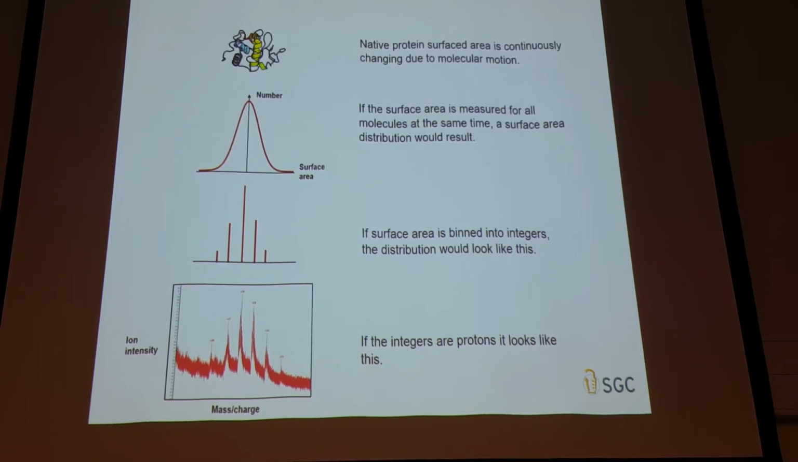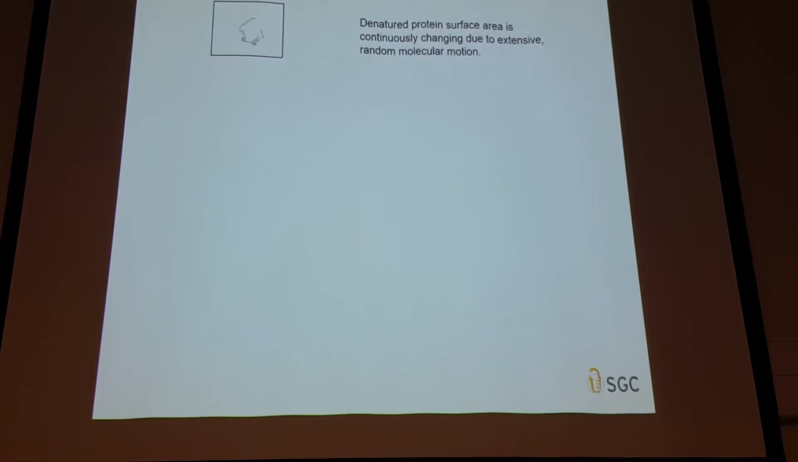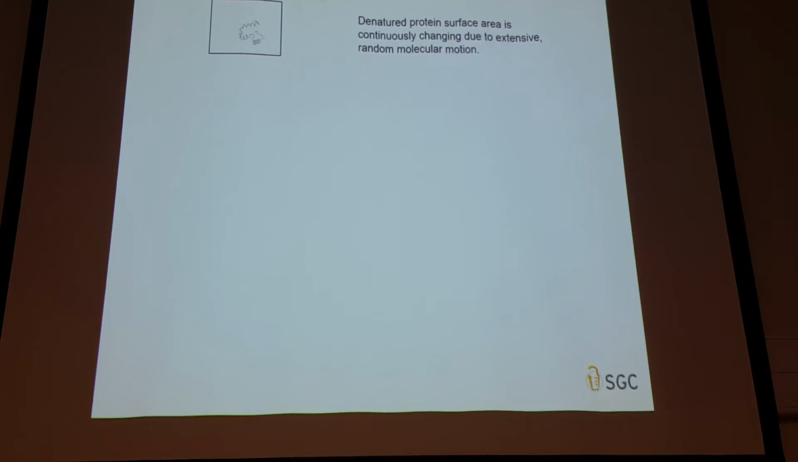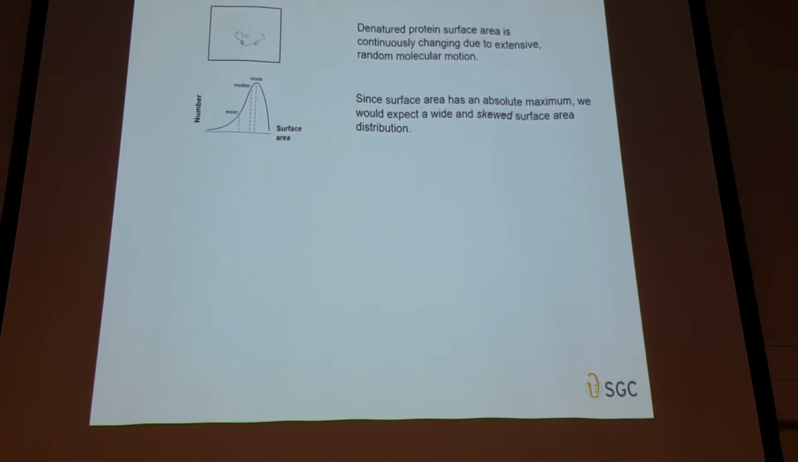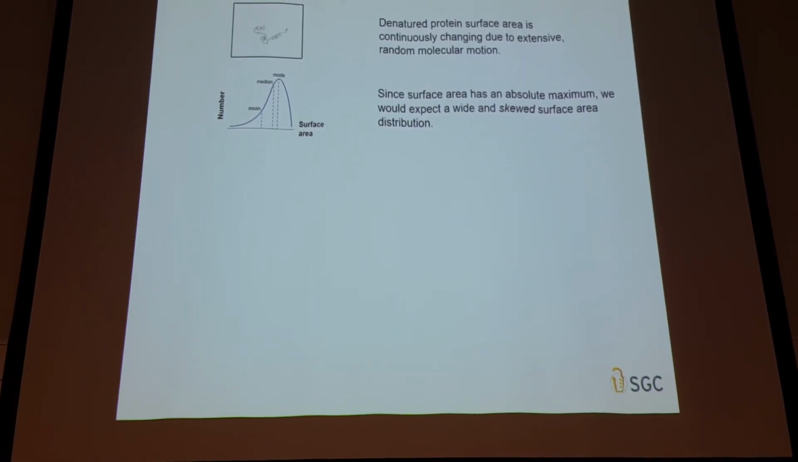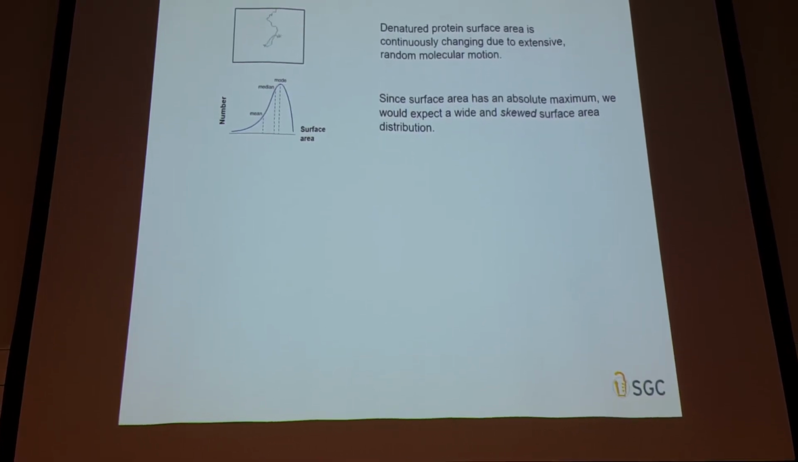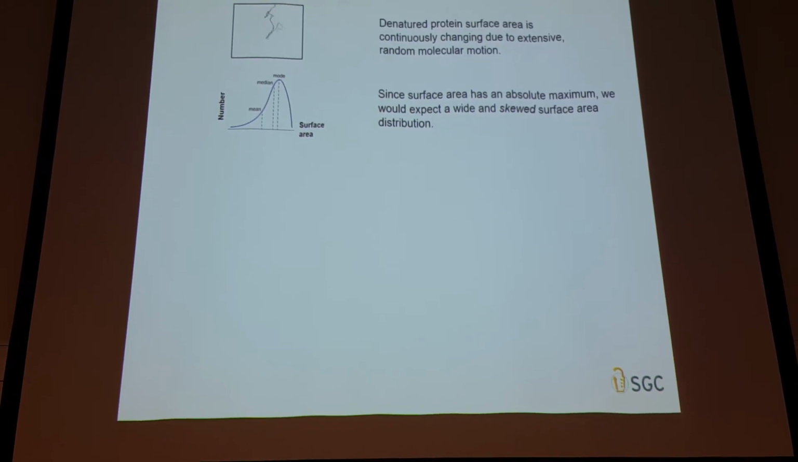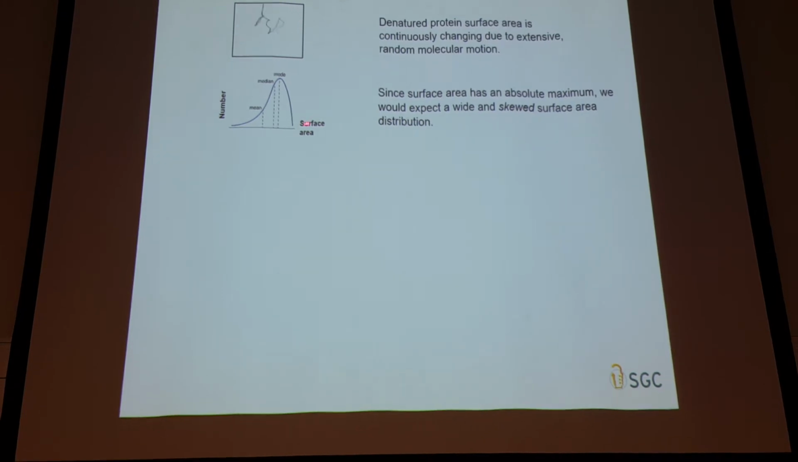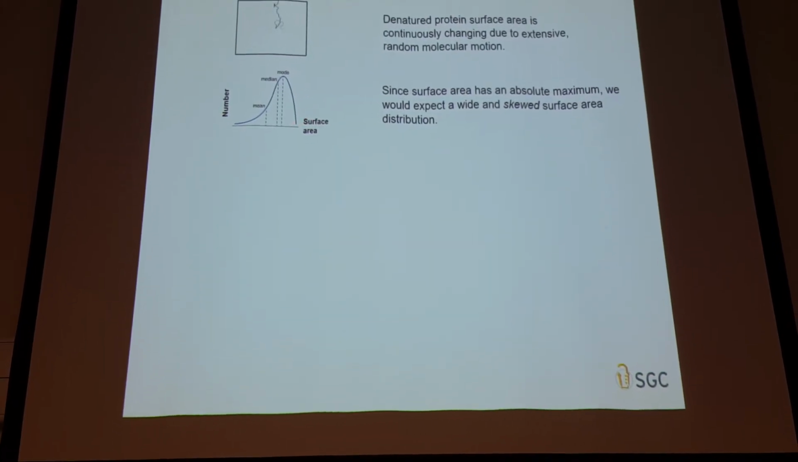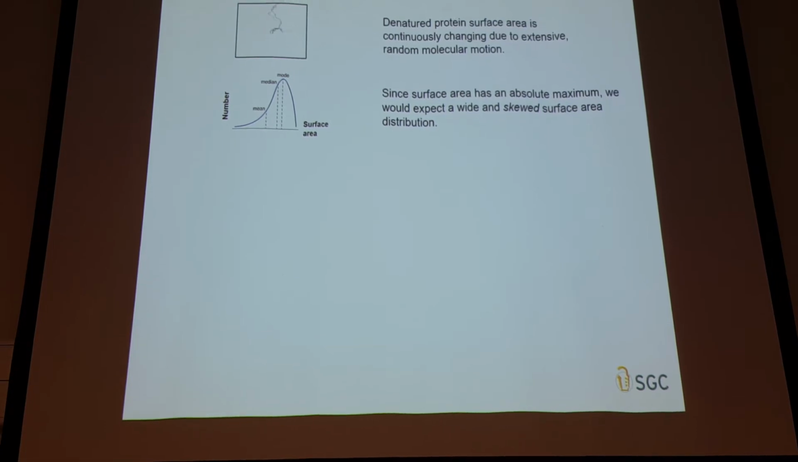We can explain denatured spectra, which is slightly more complicated. Denatured protein surface is continually changing due to extensive random molecular motion. So denatured protein does not have structure. It has all kinds of conformations. But it cannot exceed the maximum surface area. The maximum surface area is linear. It cannot exceed that, which means that you don't get a Gaussian distribution. You get a skewed Gaussian distribution because you cannot exceed this maximum surface area called the linear structure.